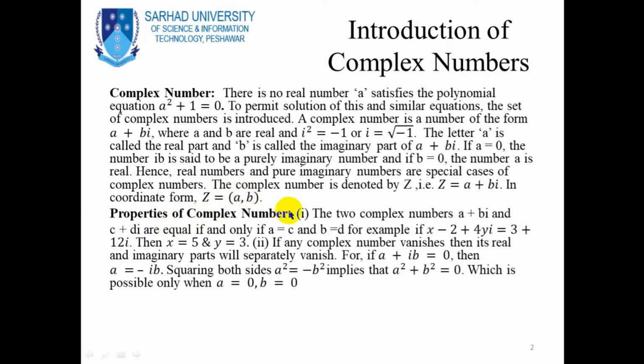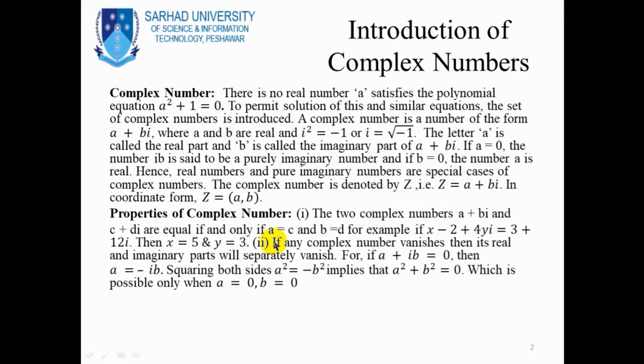Now the properties of complex numbers. Two complex numbers a plus iota b and c plus iota d are equal if and only if a is equal to c and b is equal to d. For example, if x minus 2 plus 4 iota is equal to 3 plus 12 iota, then x is equal to 5 and y is equal to 3.